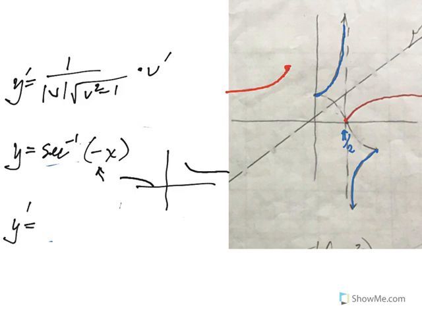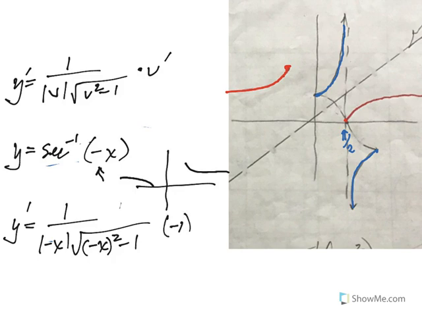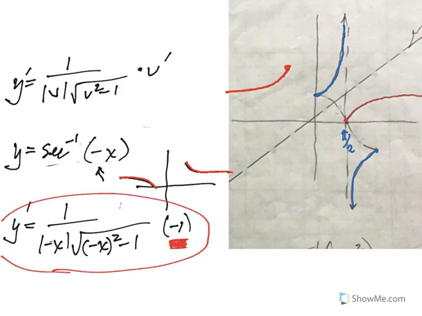So check this out. If I have y prime and I have 1 over the absolute value of negative x times the square root of negative x squared minus 1 times the derivative of that, that gives me negative 1. The slope of this red line right here, of the arcsecant flipped over the y-axis, is always negative. This is my slope machine. This will make it negative. This has to be absolute valued, otherwise you would get positive slope.